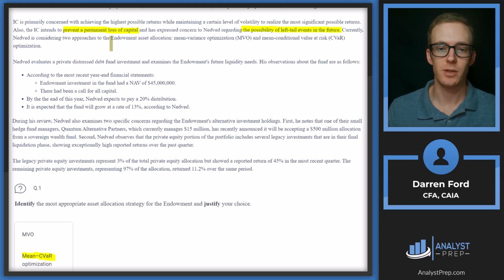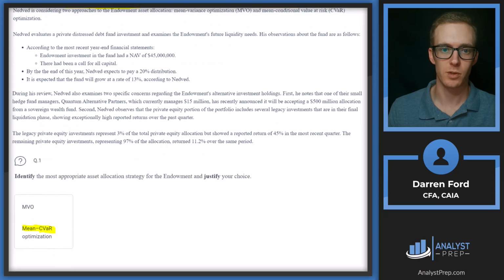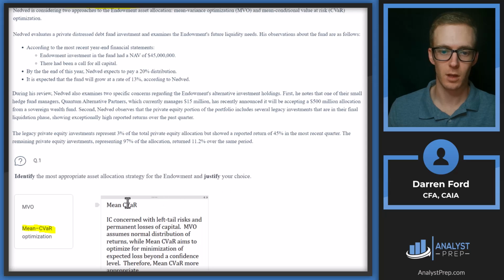Currently, Nedved is considering two approaches to the endowment asset allocation: mean variance optimization, MVO, and mean conditional value at risk optimization, mean-CVaR. All right, so kind of what we said at the outset: left tail risk, downside protection, loss of permanent capital. We're probably going to lean more towards mean-CVaR. So let's pull in the answer.